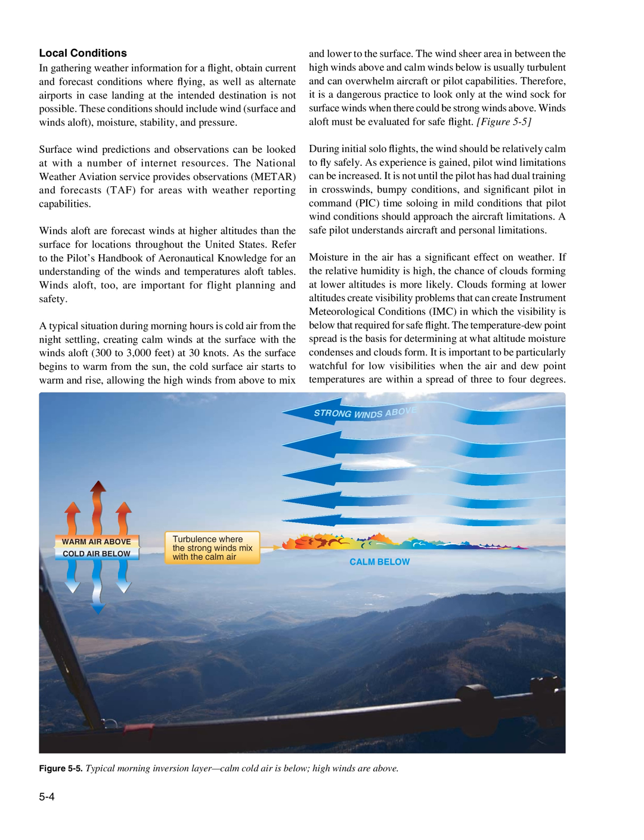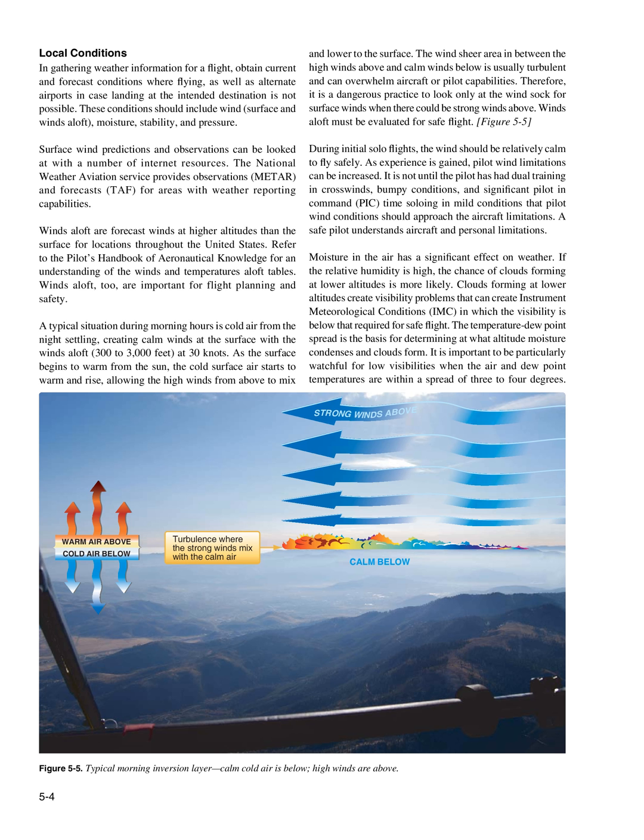A typical situation during morning hours is cold air from the night settling, creating calm winds at the surface with the winds aloft, 300 to 3,000 feet, at 30 knots. As the surface begins to warm from the sun, the cold surface air starts to warm and rise, allowing the high winds from above to mix and lower to the surface. The wind shear area in between the high winds above and calm winds below is usually turbulent and can overwhelm aircraft or pilot capabilities. Therefore, it is a dangerous practice to look only at the windsock for surface winds when there could be strong winds above. Winds aloft must be evaluated for safe flight.